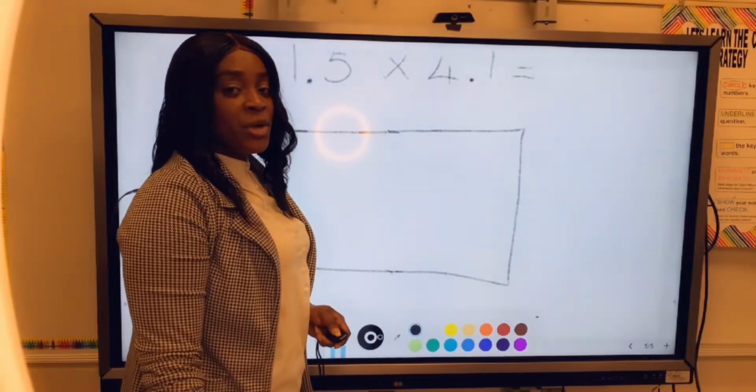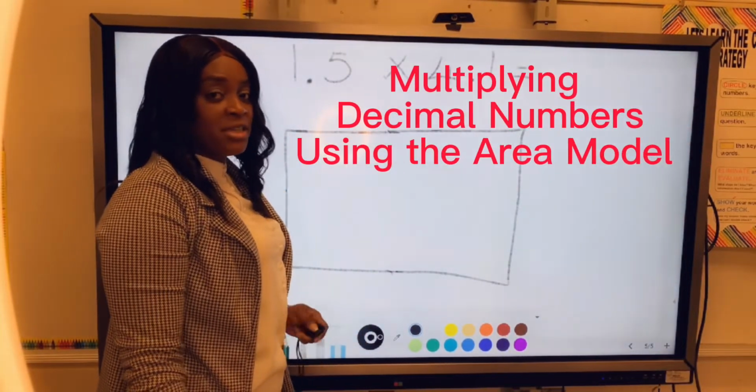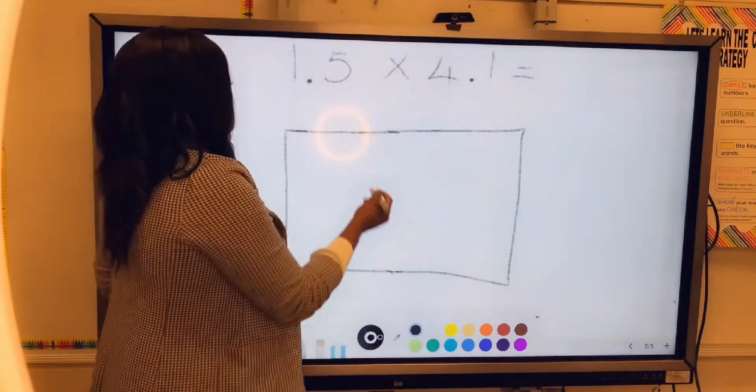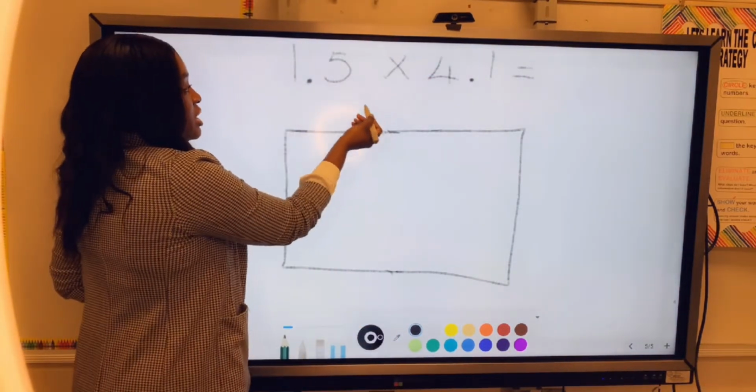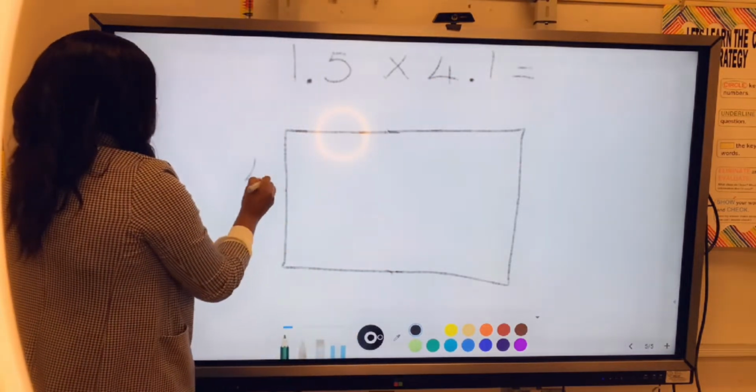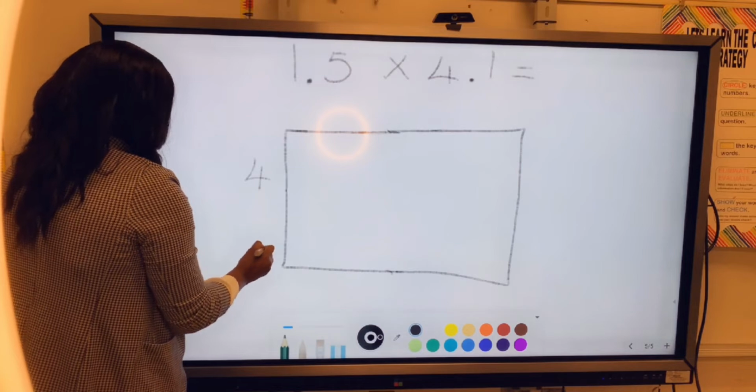Boys and girls, today we're going to be learning how to multiply decimal numbers times decimal numbers using the area model. Let's go. Here we have 1 and 5/10 times 4 and 1/10. So what we're going to do is to take the multiplier, put it to the side, 4 and 1/10.